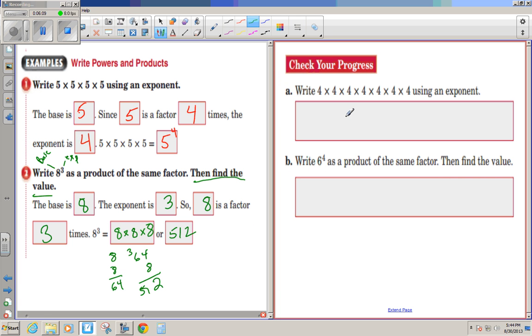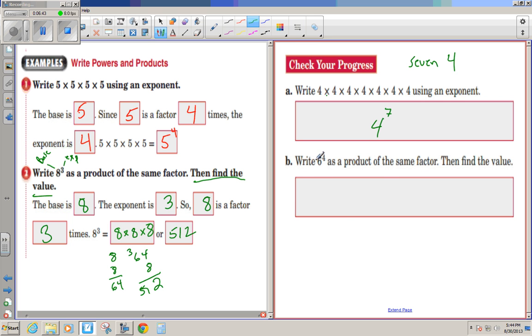All right, checking your progress. We're going to write this as an exponent. Try it, pause the video, please, and try it on your own and see how you do. But if you're not sure, remember, 4 times 4 times 4 times 4 times 4 times 4 times 4. The exponent is the number of times it is multiplied. So 1, 2, 3, 4, 5, 6, 7. There are 7 fours. Therefore, the exponent is 7, and the base is 4.